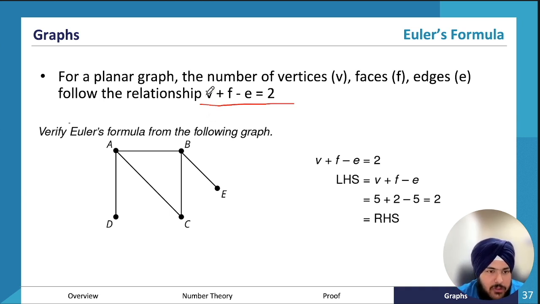And basically all we need to do is sub in the information into the formula. So the number of vertices, 1, 2, 3, 4, 5, plus the number of faces, so we just have 1, and remember the outside region is also a face, so 1, 2, minus the number of edges, 1, 2, 3, 4, and 5, is equal to 2, as stated. So therefore, this graph would be considered a planar graph.